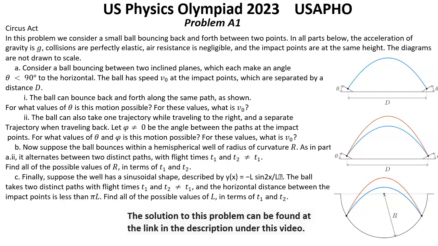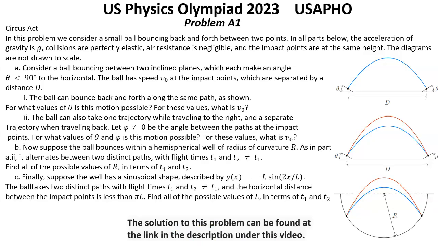Question B. Now, suppose the ball bounces within a semispherical well of radius of curvature R. As in part A2, it alternates between two distant points which have flight times T1 and T2 not equal T1. Find all the possible values of R in terms of T1 and T2.